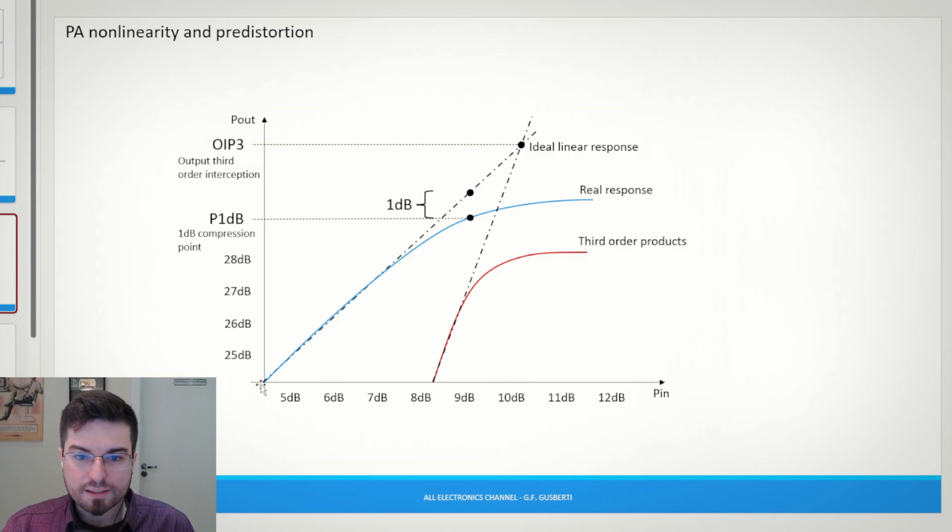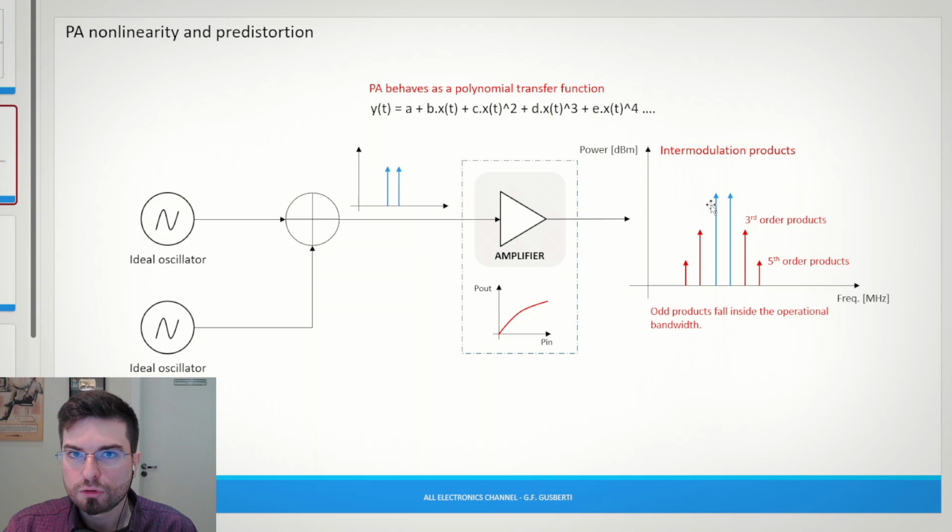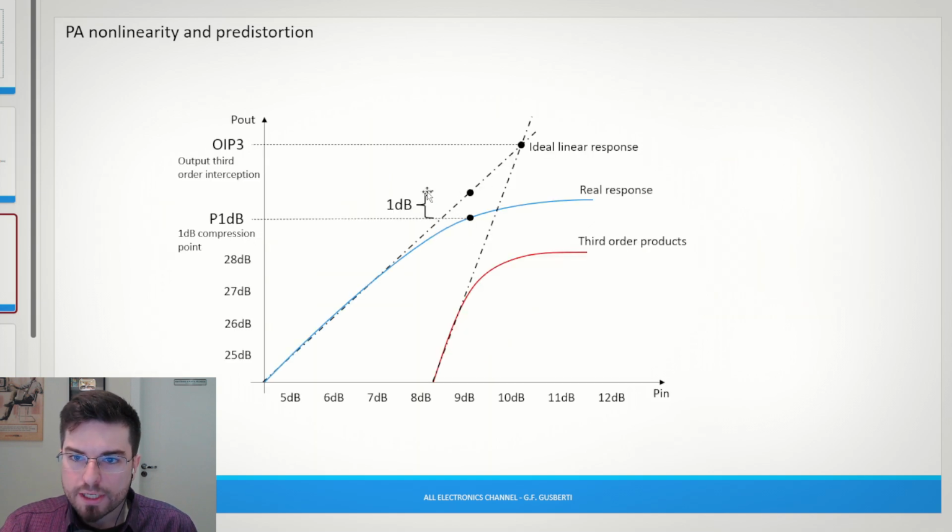So we see that this 45-degree dashed line here is an ideal amplifier. The real amplifier will depart from this ideal behavior as it saturates. We can see it here on the blue line. This blue line is the power in the fundamental tones. And when it departs 1 dB, we call this point the 1 dB compression point. And this is actually very near to the maximum output we can get from an amplifier without too much distortion.